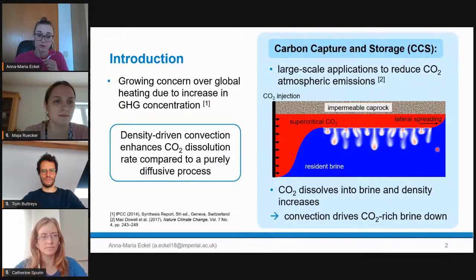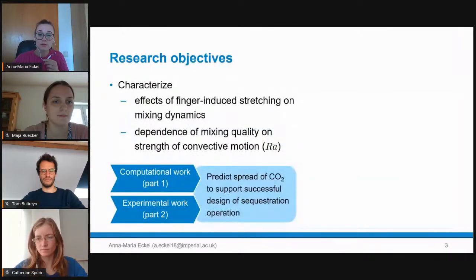And the effect can reduce the time in which pure CO2 could leak through fractures in the cap rock and increases the probability for secure CO2 storage. It is important to characterize the effects this finger-induced stretching has on the mixing dynamics, and therefore we apply numerical simulations and are conducting experiments to predict the spread of CO2 and to support a successful sequestration operation.